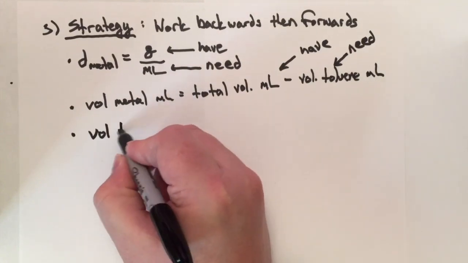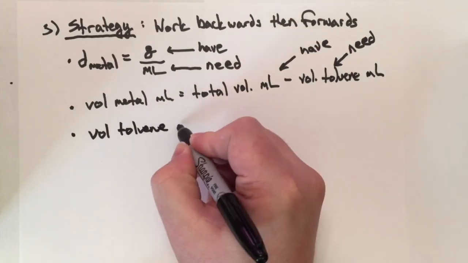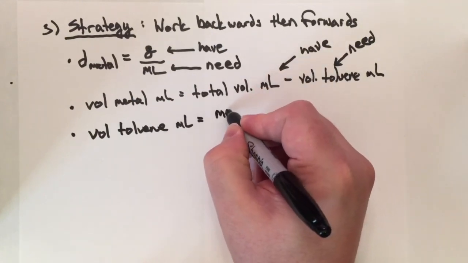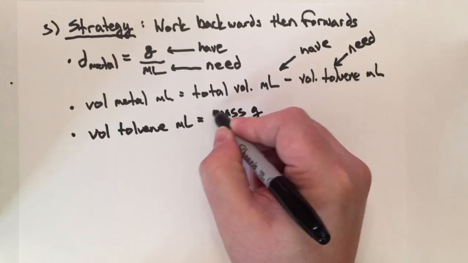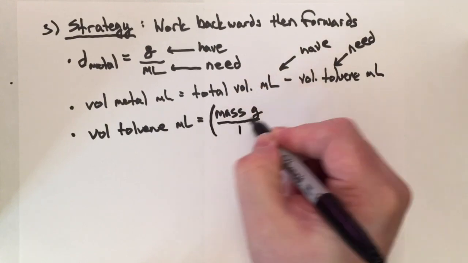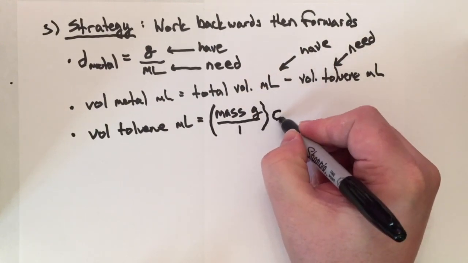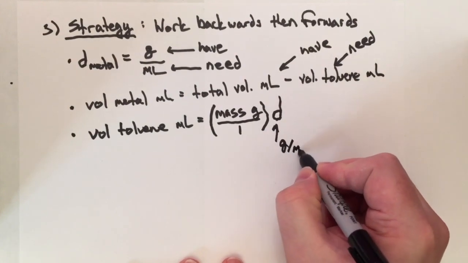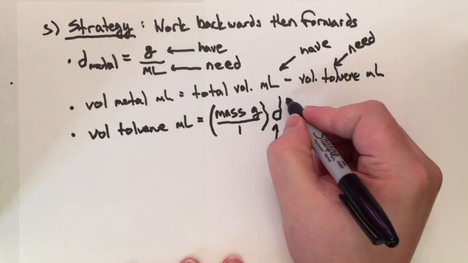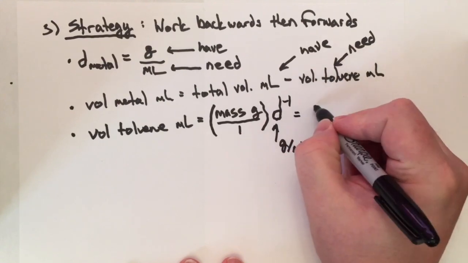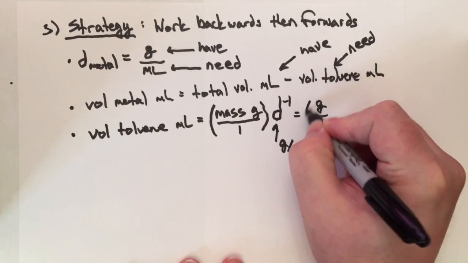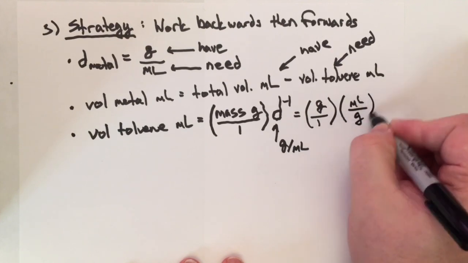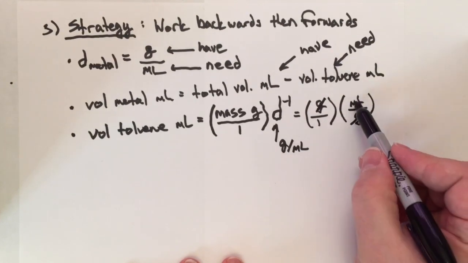The volume of the toluene can be determined from its mass, and from a manipulation of the density. The density is given in grams per milliliter. We need milliliters on top, so we take its inverse. Going through, mass times the inverse of the density, grams cancel, we're left with the volume.